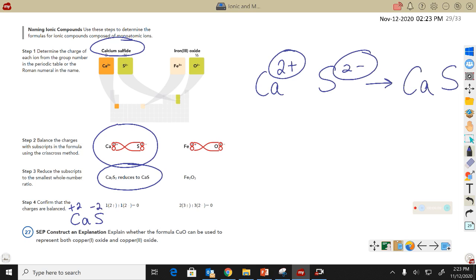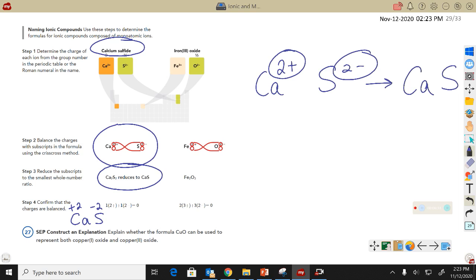Now, if you had Ca2S2, it still adds up to 0. It's just not the simplest repeating pattern of the crystal. We would reduce the subscripts if possible. Okay, so think about it. Think about what works for you.